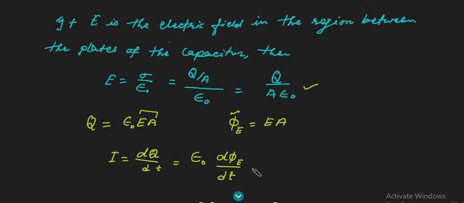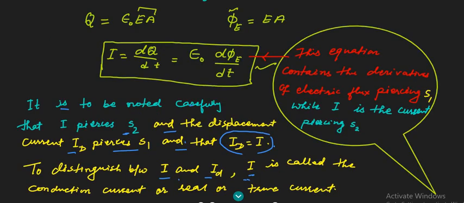The right side of this equation contains the derivative of electric flux piercing S1, while I is the current piercing S2. I am going to repeat it once again. Distinguish between I and ID. I is called the conduction current or real current or true current. All the names are the same.